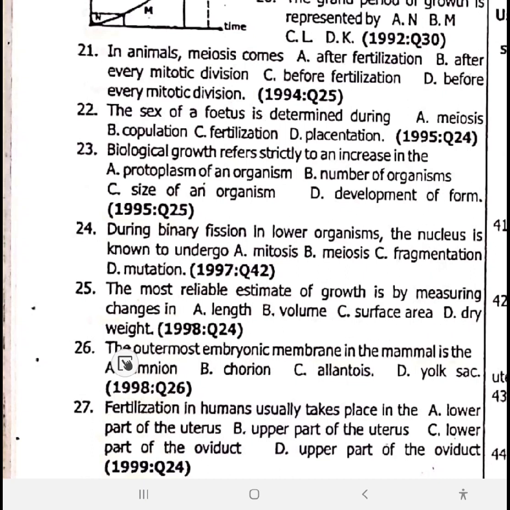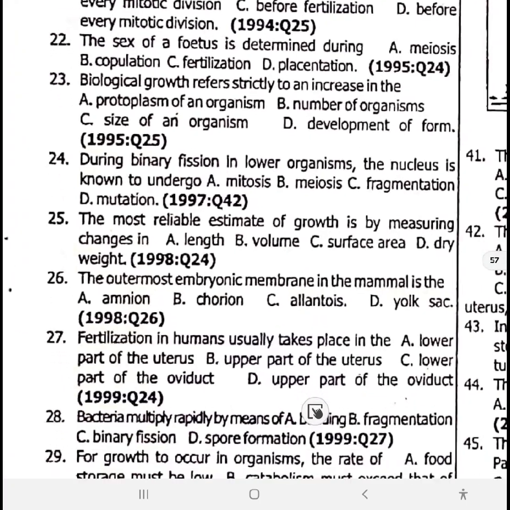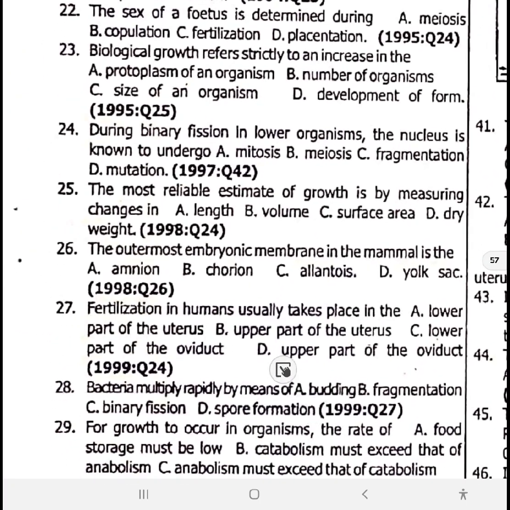Option D. 26: the outer embryonic membrane in the mammal is, do not forget we talked about the allantois. The allantois is the outer embryonic membrane. Option C. 27: fertilization in humans usually takes place in, we've touched this one already, the upper part of the oviduct. 27 is option D, upper part of the oviduct.